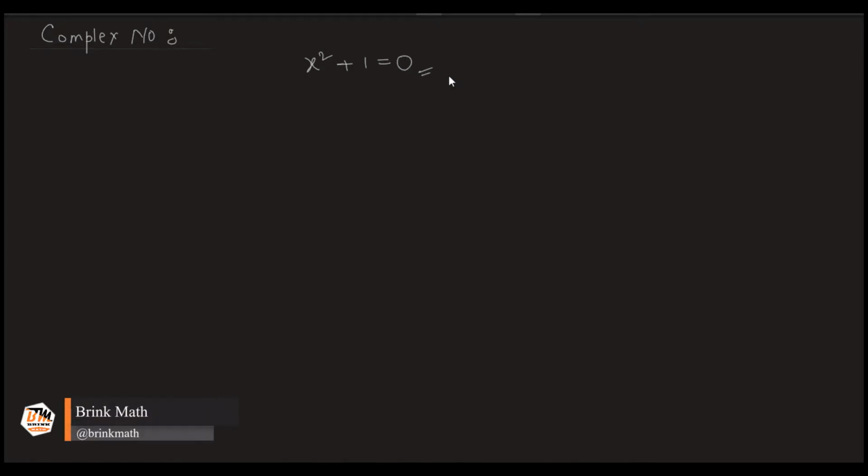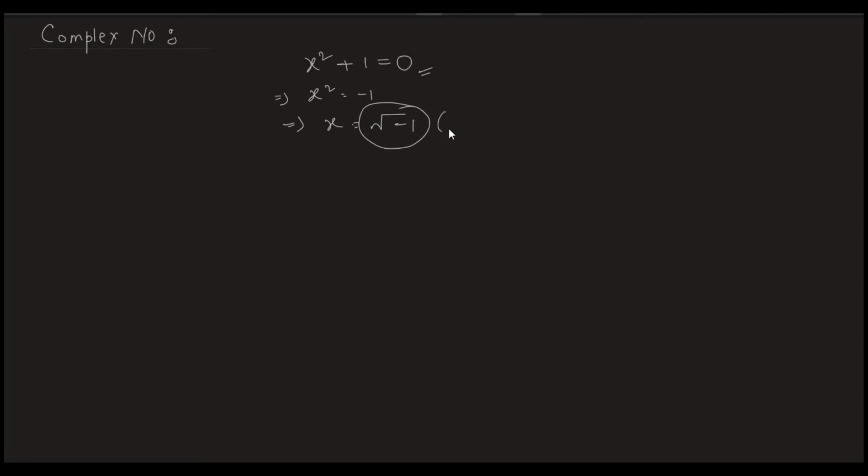Basically, in the real number system, the equation x square plus 1 equal to 0 does not have any solution. From here we get x square equal to minus 1, and that implies x equal to root over of minus 1. Obviously this is not a real number. This does not belong to the real numbers. That's why the concept of complex number arrived.